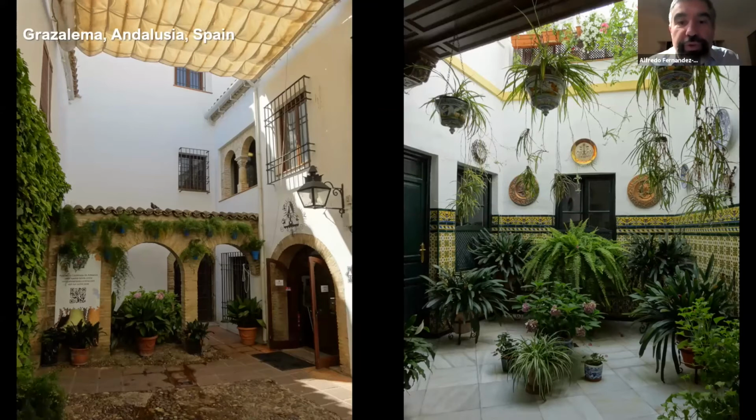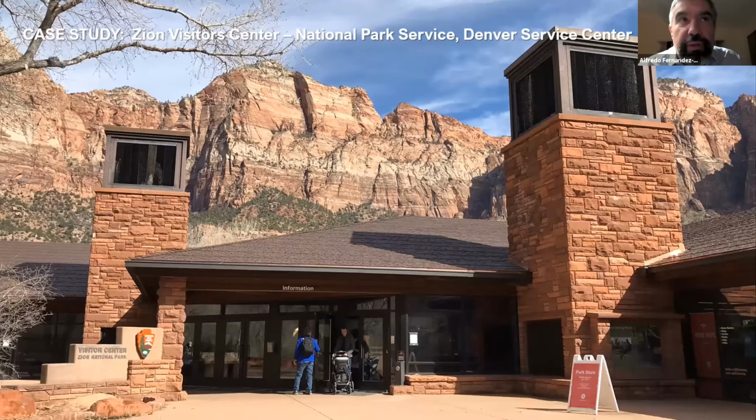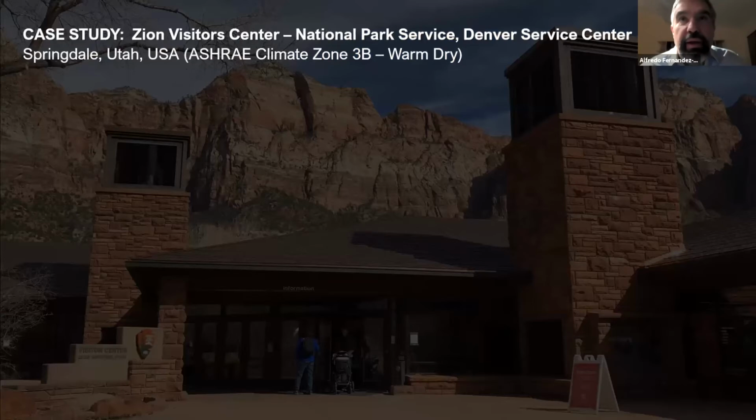So I would like to show you an example of a really nice building here in the United States, in Springdale, Utah, with climate zone 3B. It's the Zion National Park Visitor Center. And here are particulars about this.